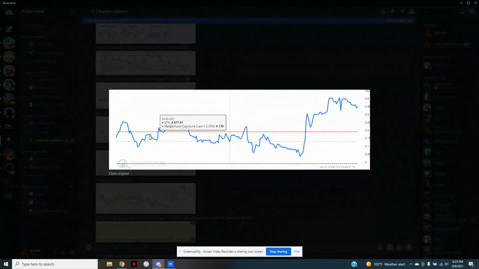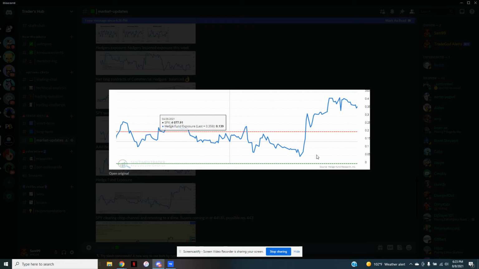Okay, hedge fund exposure. This is just how exposed hedge funds are. So at first, it might be kind of hard to think of. It's kind of the inverse of what you think. If hedge funds are overly exposed, at first I thought that was bullish, but when they are really exposed, whenever they dump however many shares they have, it's gonna add a lot of selling pressure to whatever ticker that is, and lead to a lot of downside.